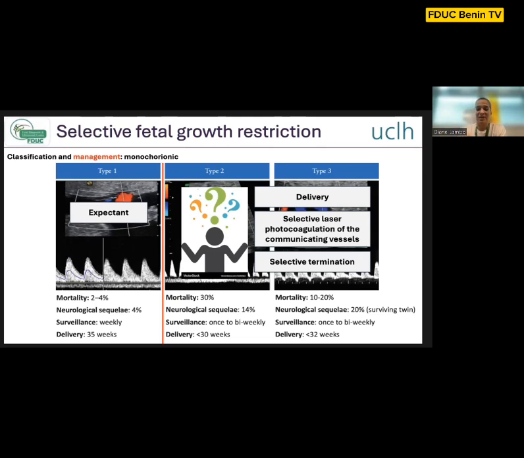The other aspect to mention is in terms of latency period. Now, if you are thinking about a singleton or dichorionic pregnancy and you notice that there are changes in the umbilical artery, then what we call the latency period, which is a period between which you have identified that Doppler abnormality and birth, is usually in the region of about 4 to 5 weeks. What we know with monochorionic pregnancies is actually that latency period from when you have Doppler abnormalities to birth tends to be much longer, tends to be in the region of around 10 weeks.